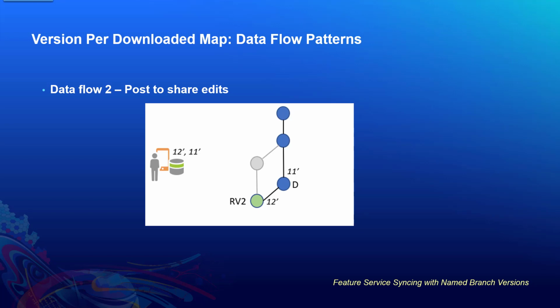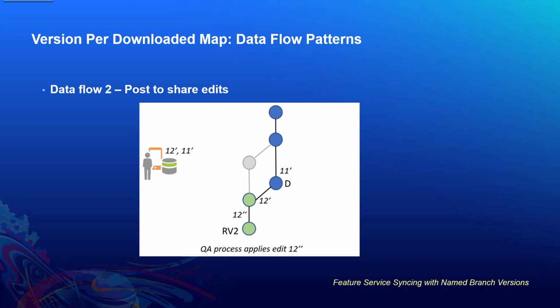Okay, let's go to the second data flow, and that's the requirement to post in order to share edits. In this case, we'll continue where we left off in the last data flow. So edit 12 prime is in my replica version, and an editor in the office makes a further edit to 12 prime because there's some change that needs to be adjusted there, and they make edit 12 double prime.